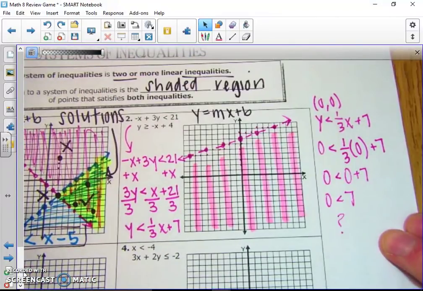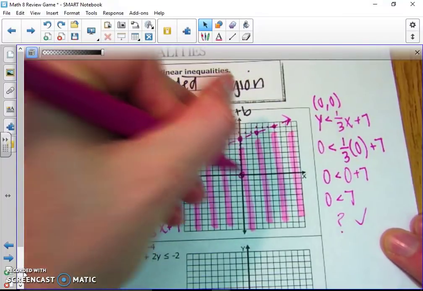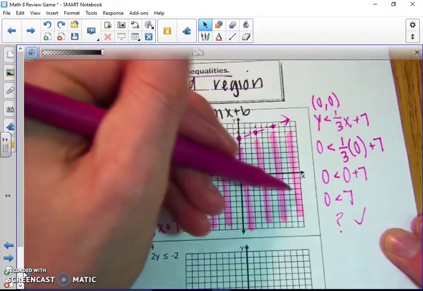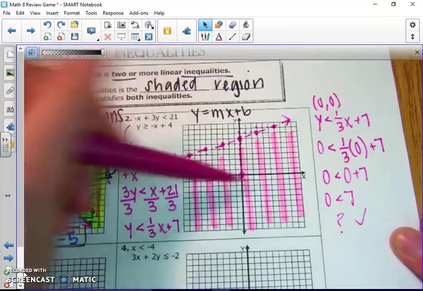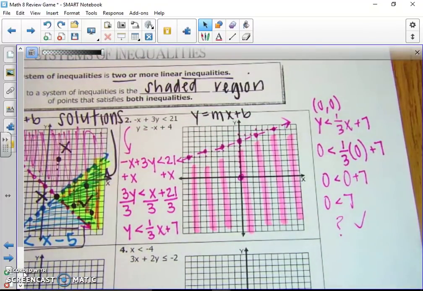Is that a true statement? 0 is less than 7? Yes. So that means that 0, 0 is a solution, so we would shade over that area. If we found that 0, 0 wasn't a solution, then we would shade above, where 0, 0 would not be found. Okay, so there's our first line. Let's look at our second one.